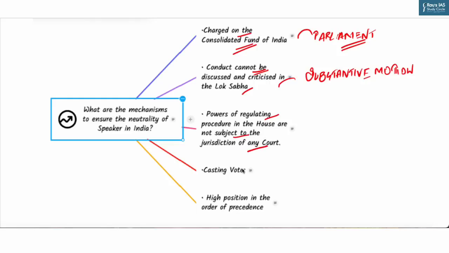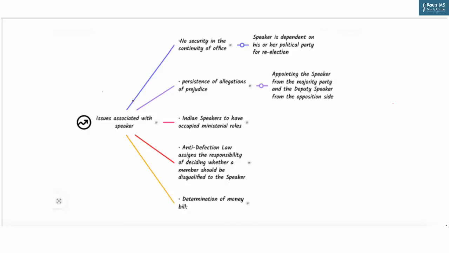Another mechanism to ensure the neutrality of the Speaker in India is the casting vote, because he only exercises a casting vote in the event of a tie. This makes the position of Speaker impartial. Also, he is given a very high position in the order of precedence. He is placed at the 7th rank along with the CJI of India. Now, having discussed the role of the Speaker in India and the mechanisms to ensure the neutrality of the Speaker, let's discuss a few issues associated with the Speaker.